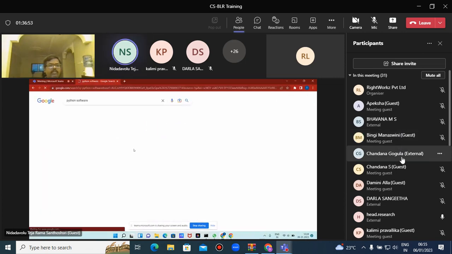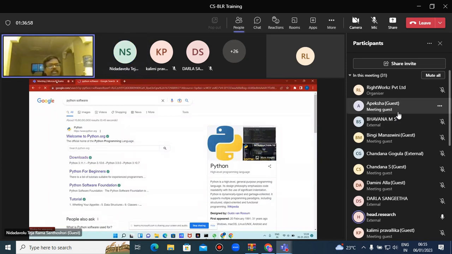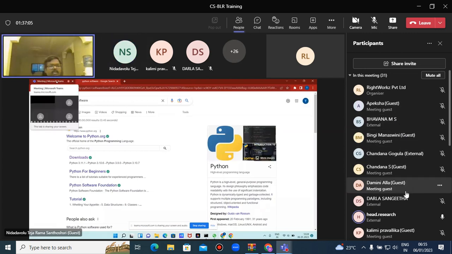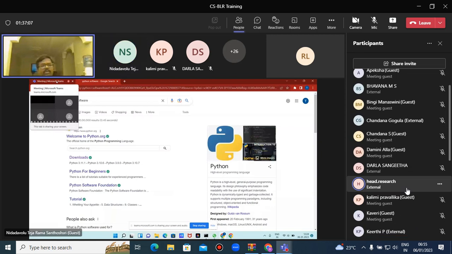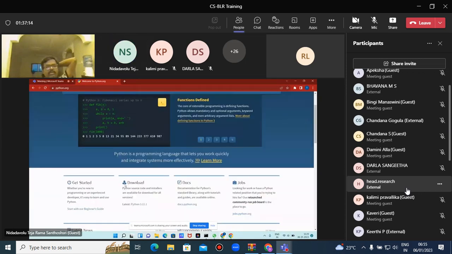First link. Welcome to python.org. Click. Go to downloads. Yeah, there it is, downloads. Just go above. Here, Python 3.11.1. Yes. Click.